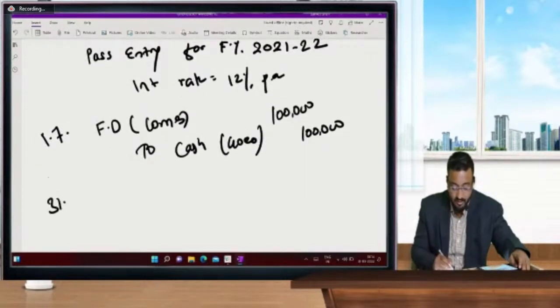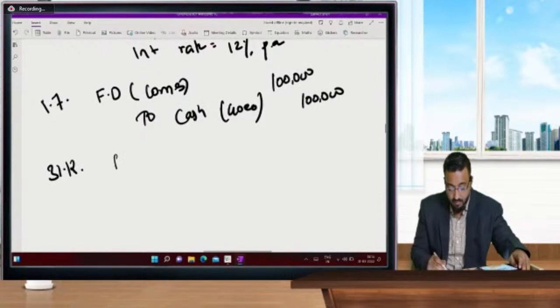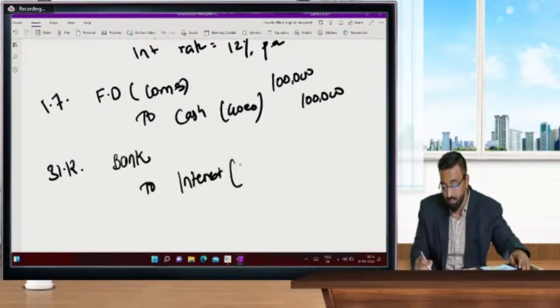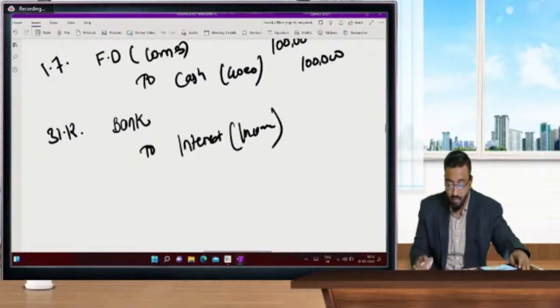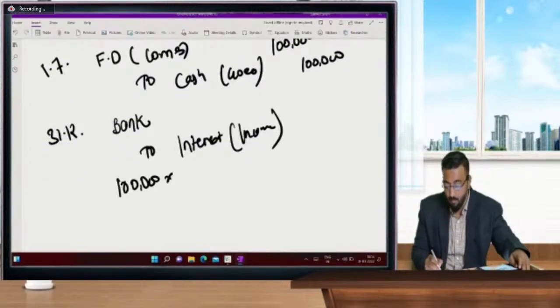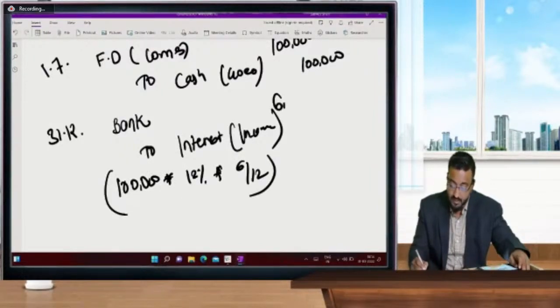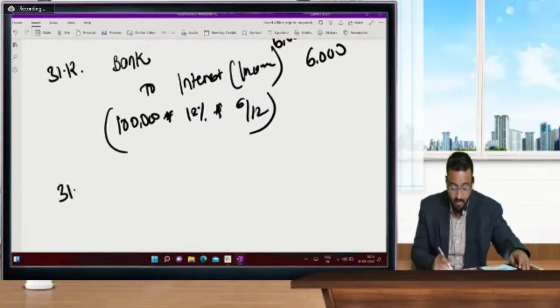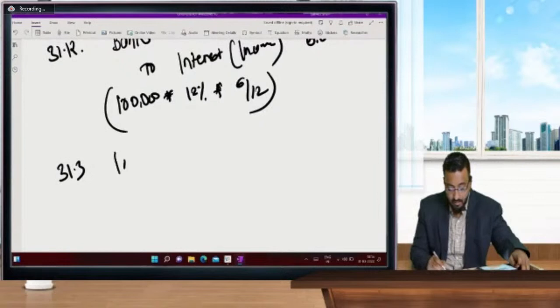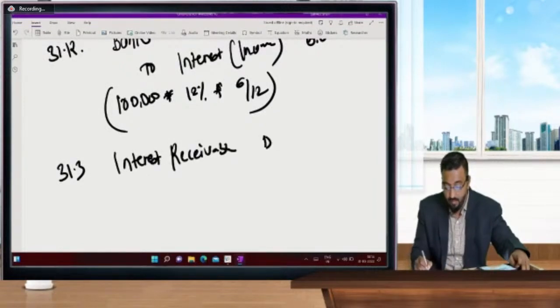Now the next entry is you are getting interest on 31st December in your account. So bank account debit to interest income. How much, beta? 1 lakh into 12% into 6 by 12. 6,000, 6,000. As we are aware about the accrual concept of accounting, from January to March it is your interest receivable. So this is your asset.